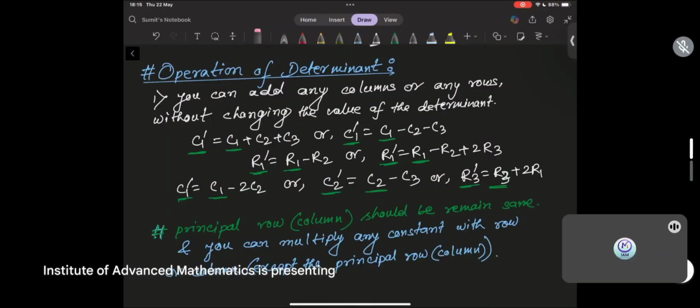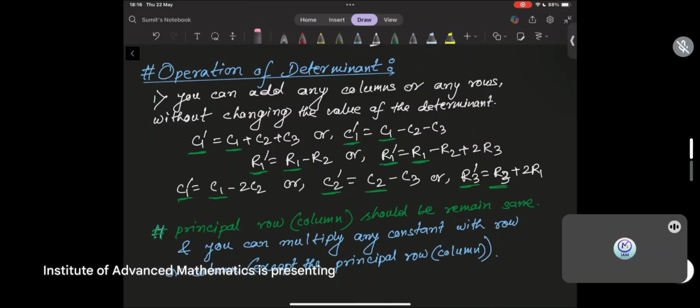You can add any columns or any two rows without changing the value of the determinant. That means, if you want to add any two rows, we can. If you want to add any two columns, we can. If you want to add any three rows or three columns, we can. If we want to subtract any two rows, any two columns, we can.